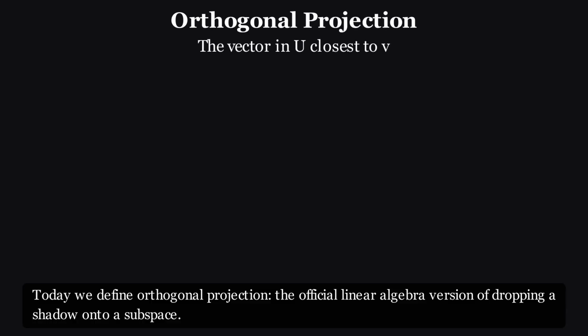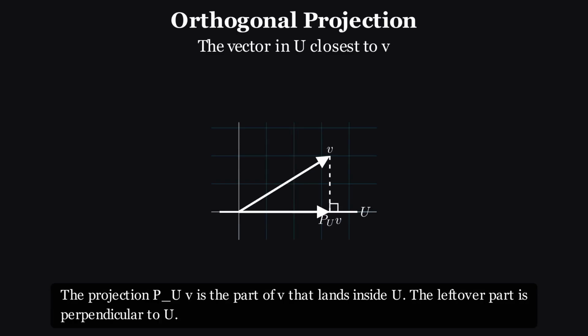Today we define orthogonal projection, the official linear algebra version of dropping a shadow onto a subspace. The projection P_U v is the part of v that lands inside U. The leftover part is perpendicular to U.